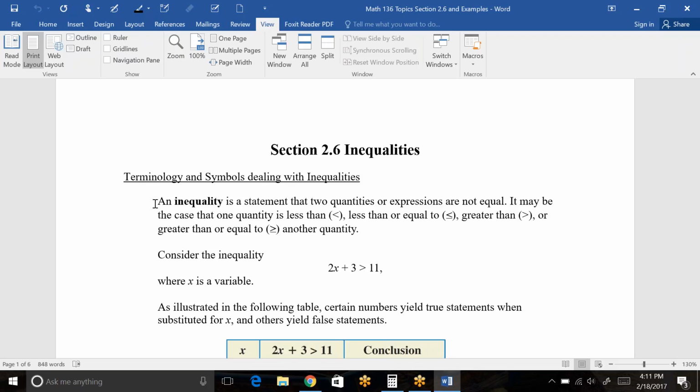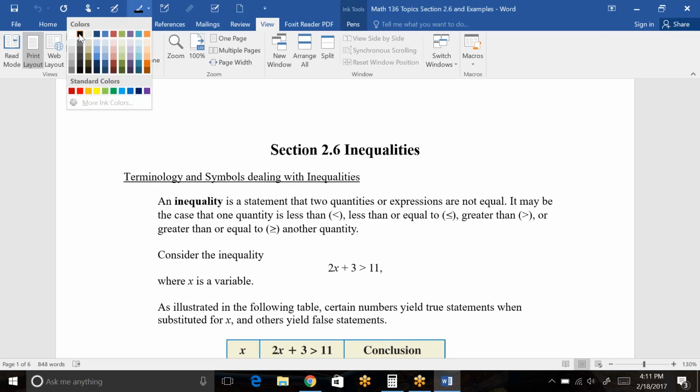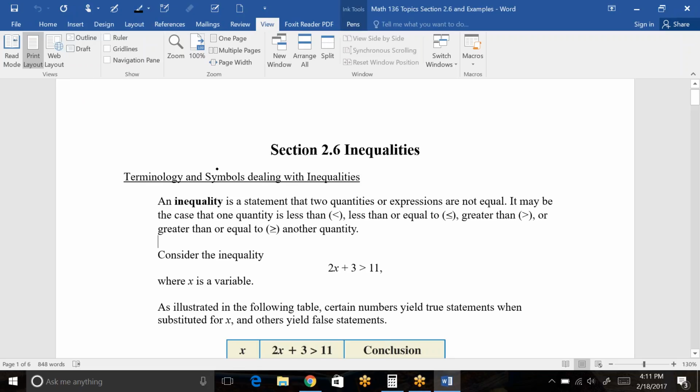So an inequality is a statement that two quantities or expressions are not equal. Most of us know the greater than or less than, greater than or equal to, less than or equal to. You could also have a not equal to symbol. That actually is an inequality symbol, but it's not one of the ones we're concerned with in this section.